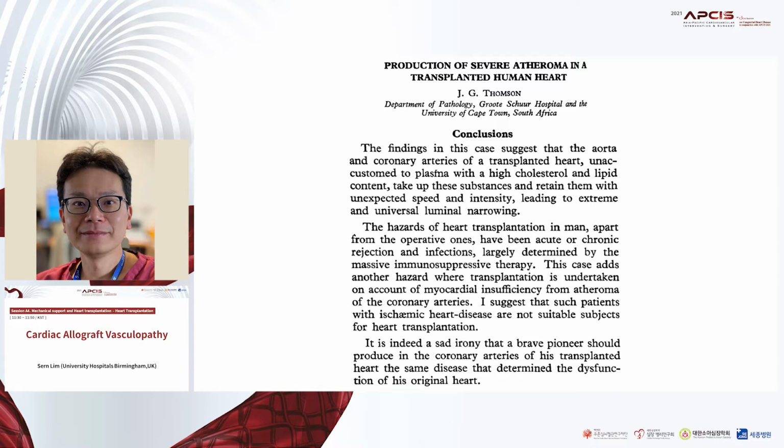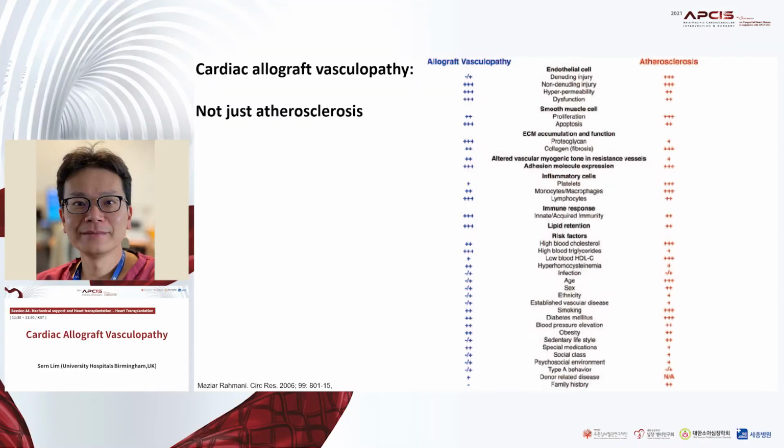At that time, Thomson felt that this was related to the metabolic milieu of the recipient and attributed these changes to cholesterol and lipid, and went as far as suggesting that patients with ischemic heart disease may not be suitable candidates for transplantation. We have moved on quite a bit since then.